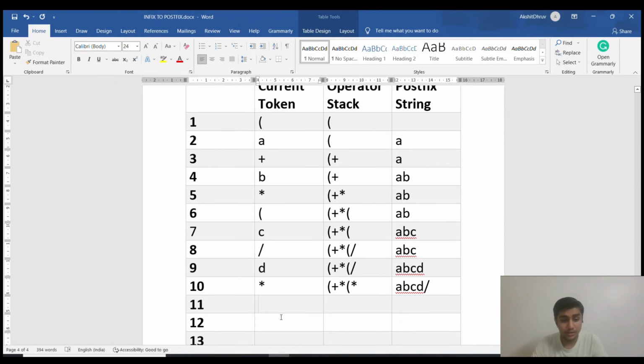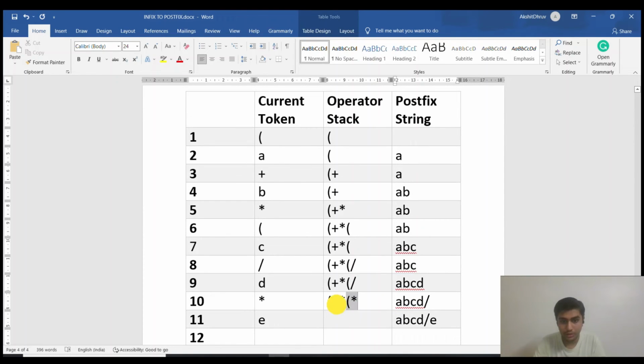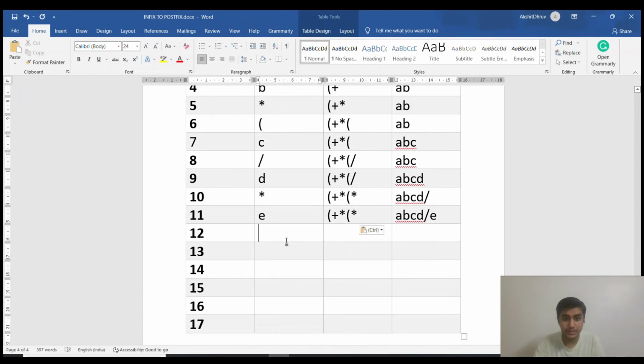Now E, so it's again the operator. So we will write it as it is and copy the previous step because there is no change. Now again right parenthesis. So we have a rule that if there is a right parenthesis, then we just go on popping the things unless we find the left parenthesis, and we will pop that but we will not print it. So in short trick, whatever inside this round bracket, open and close, we just need to remove them all.